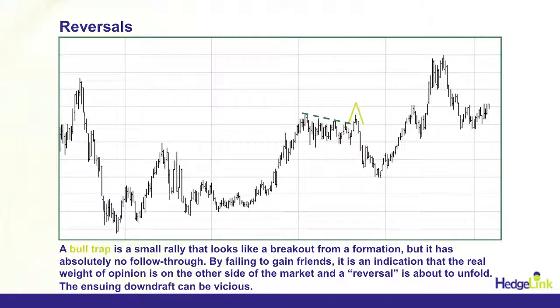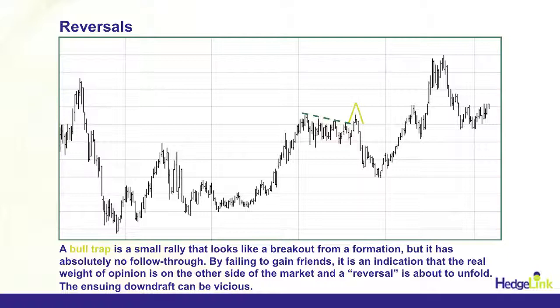Other types of reversals are called traps. A bull trap is a small rally that looks like a breakout from a formation. You see this overhead resistance and prices rise above that and you think, oh good, here we go again. After a zone of consolidation, we're ready to move.